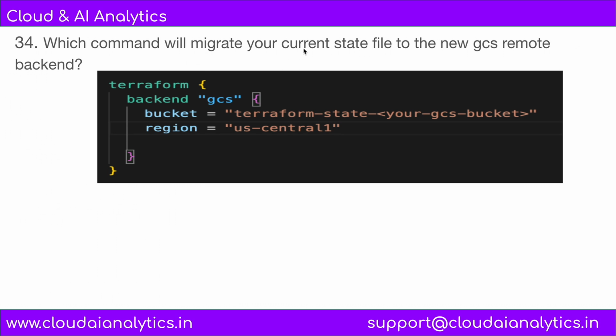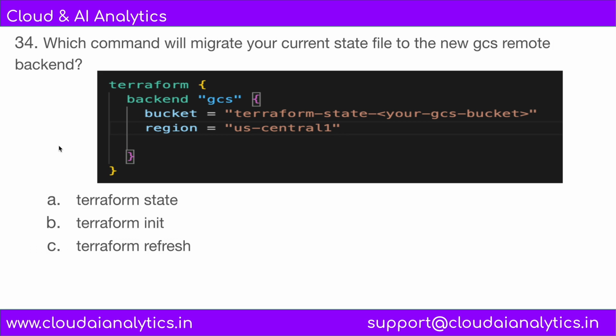Which command will migrate your current state file to the new GCS remote backend? And here you can see the Terraform backend is GCS. This is our bucket name and the region. Now we will discuss the options. Option A, terraform state. Option B, terraform init. Option C, terraform refresh, and option D, terraform push. Pause the video, go through the question and the options and then come up with the answer. This is basically a very simple question and you will not take much time, I know, but still.